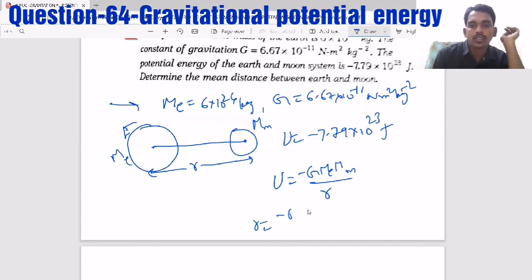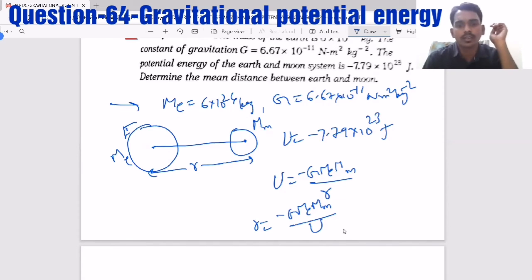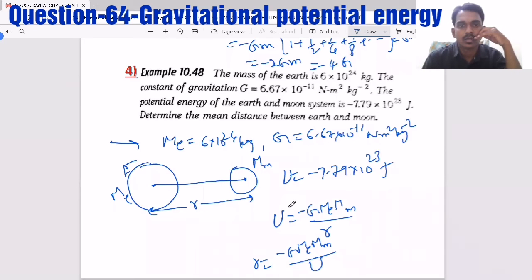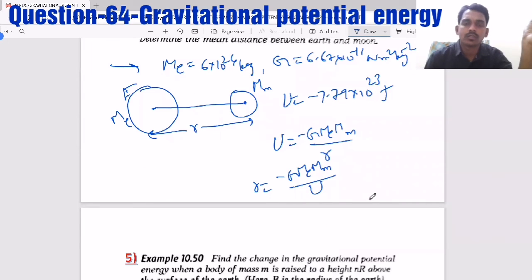Now R will become minus G M_E M_m by U. All values they have given. So G is given, M_E is given. But here in the question, one more data is missing: the mass of the moon is also needed. So let it be. If the data is given, you can just substitute and solve it. So it's a direct question only. As data is missing, you can take some value and just do the calculation for practice purposes. But the meaning of the question is, when they have given the gravitational potential energy of two big particles, the mean distance is nothing but the distance between their centers of mass. Then accordingly, you can use the same formula.